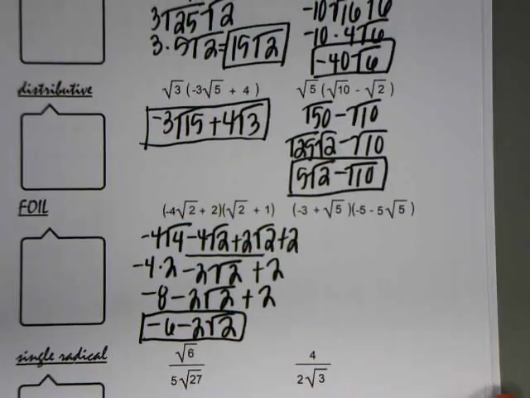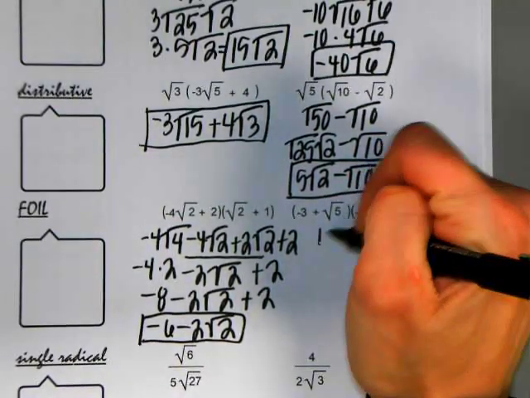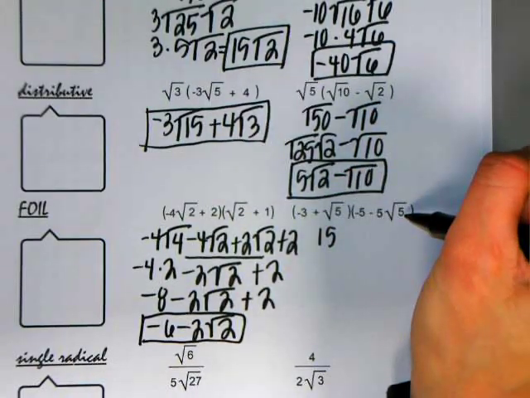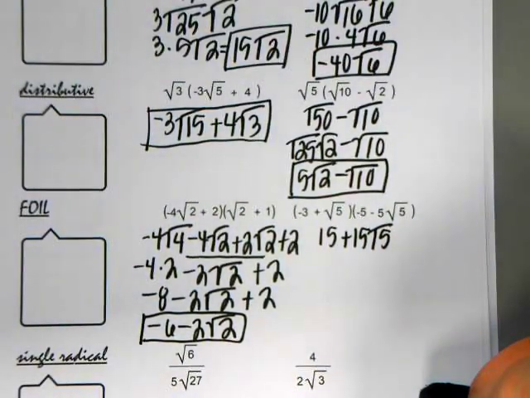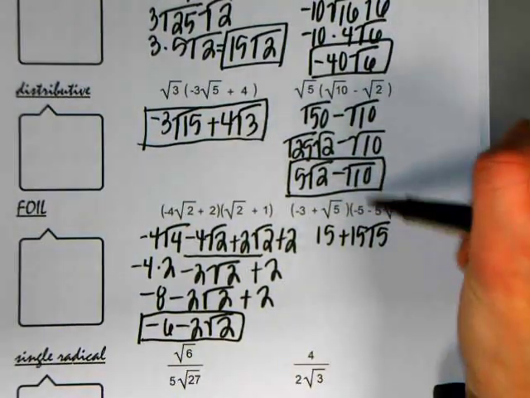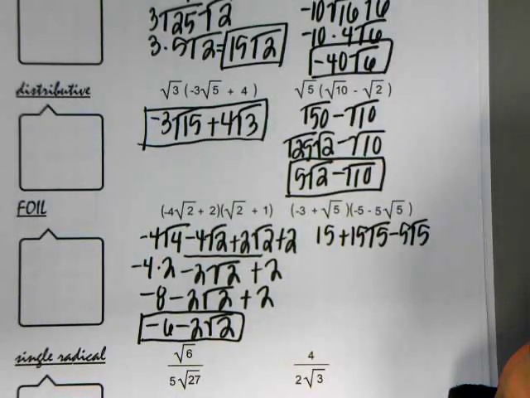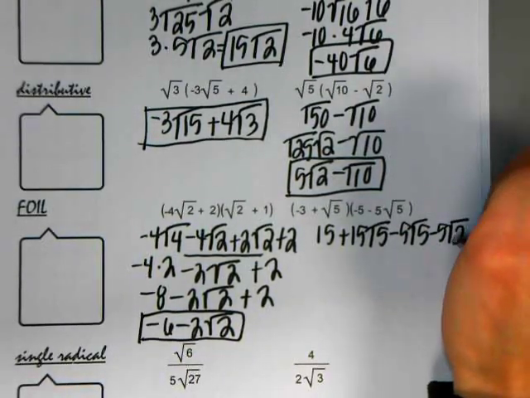All right. Next one. Negative 3 times negative 5 is positive 15. Negative 3 times negative 5 radical 5 is positive 15 radical 5. Radical 5 times negative 5 is negative 5 radical 5. Then radical 5 times negative 5 radical 5, negative 5 radical 25.